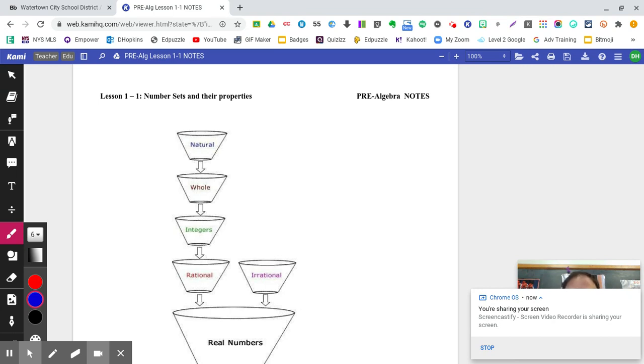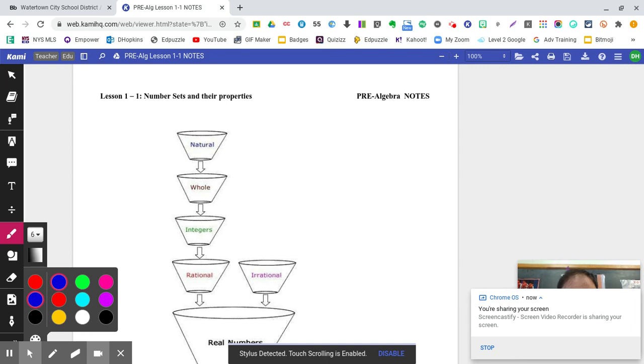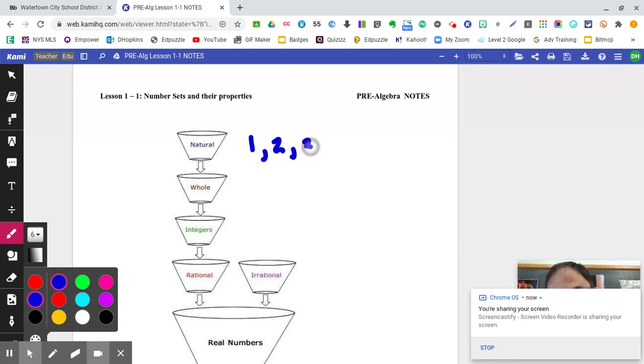The set of natural numbers start with 1, and they count up. So, as I said, natural numbers start with 1, and they count up, and they continue forever.